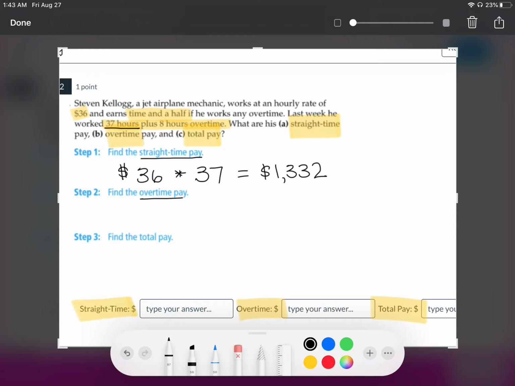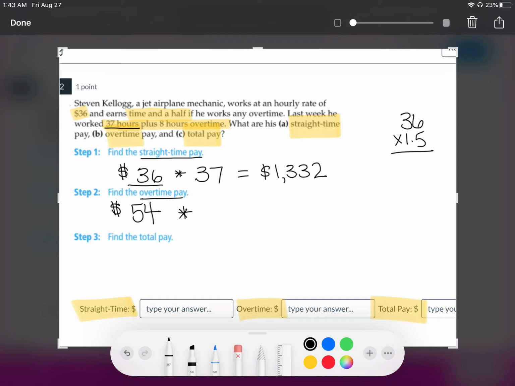Next, we need to find his overtime pay. So first things first, we need to figure out what is his overtime pay rate. Remember, it's going to be more than what he already gets paid. In your calculator, you're going to do 36 times 1.5 to figure out his pay rate. You should get $54. So he's making $54 for any hours overtime.